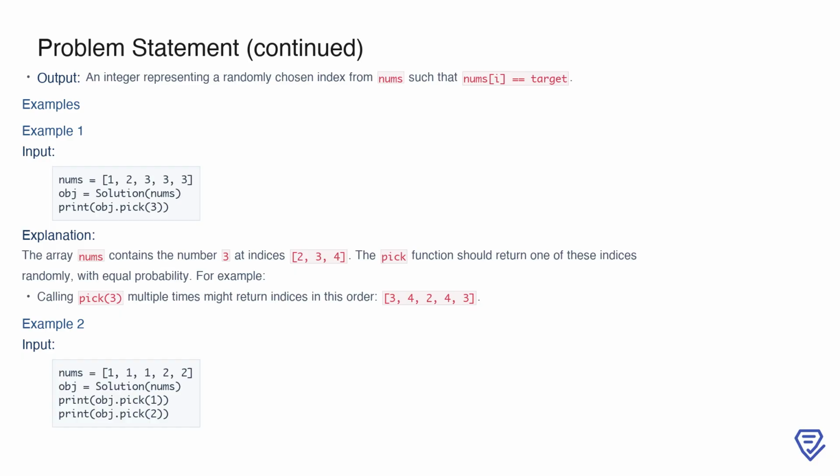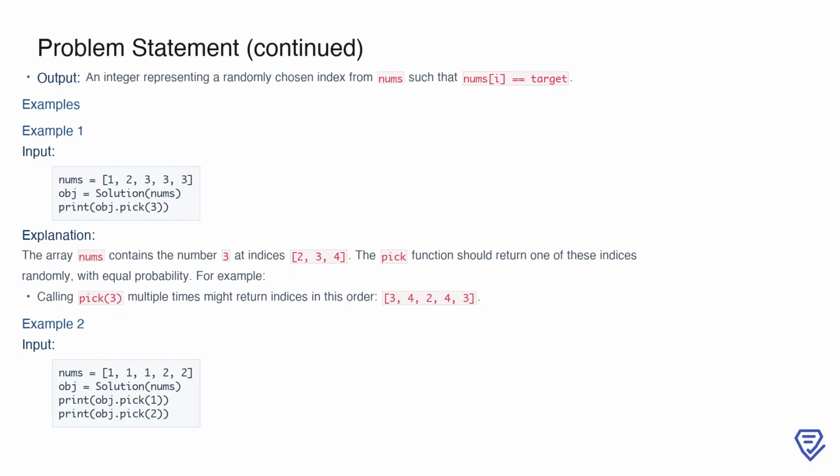In the first example, we have nums equals 1, 2, 3, 3, 3. If we call pick 3, the function should pick one of the indices 2, 3, 4, where the number 3 is found. Each index should have an equal chance of being selected. For instance, calling pick 3 multiple times might produce outputs like 3, 4, 2, 4, 3, where the indices are chosen randomly.